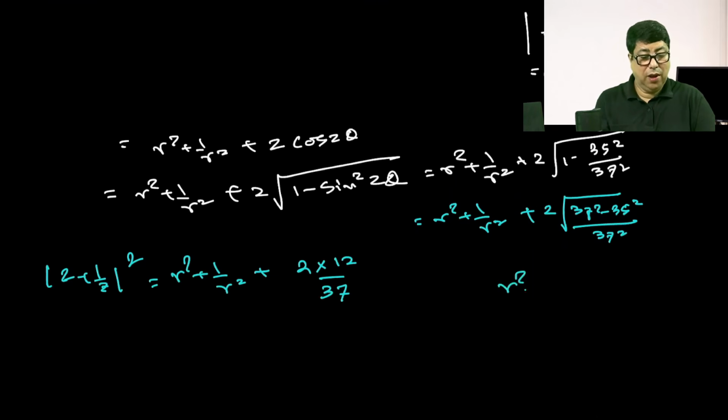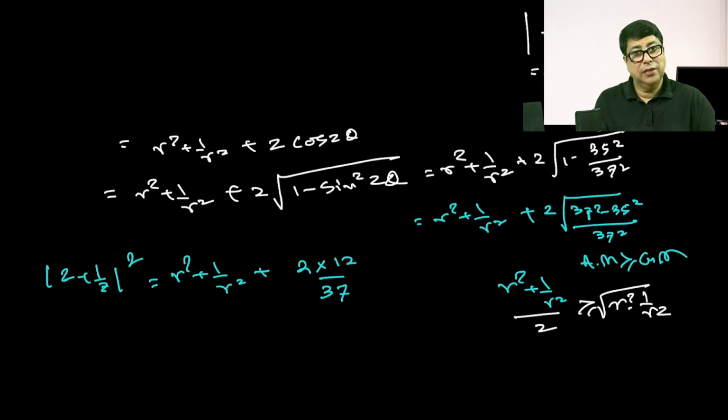Now r square plus 1 by r square, what to do? Obviously, I think you have understood the calculation. So AM greater than equal to GM. If we apply AM greater than equal to GM, now I can say that r square plus 1 by r square by 2 is greater than equal to root over r square into 1 by r square. So they are getting cancelled. So r square plus 1 by r square is greater than equal to 2. Its minimum value is 2. Okay. Now I can write here that is coming to be 2 plus 24 by 37.